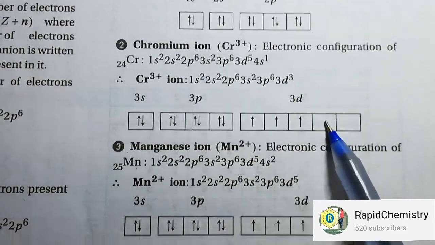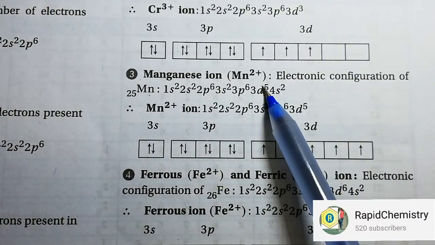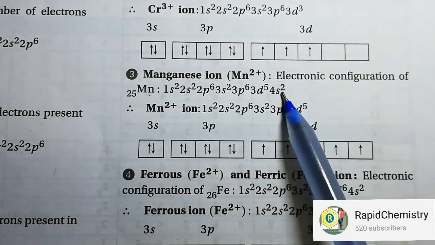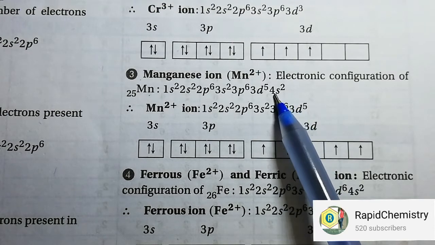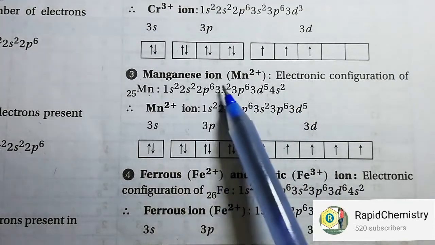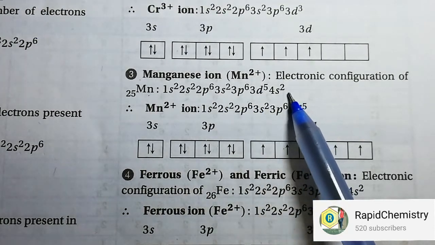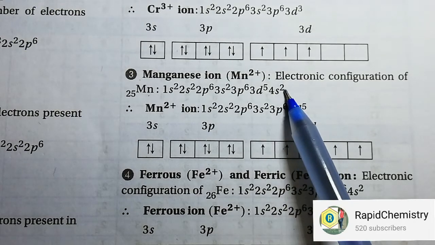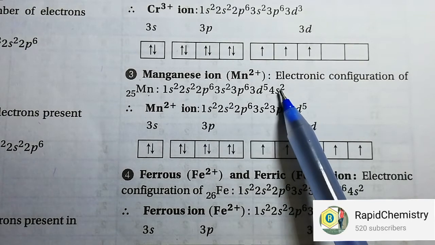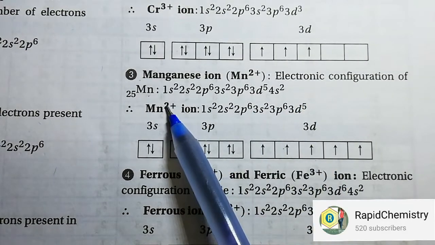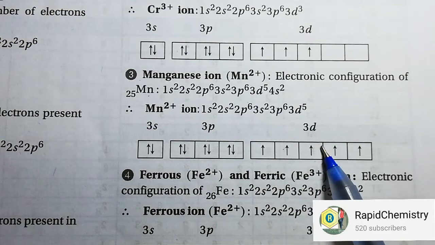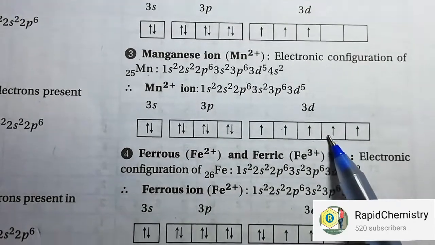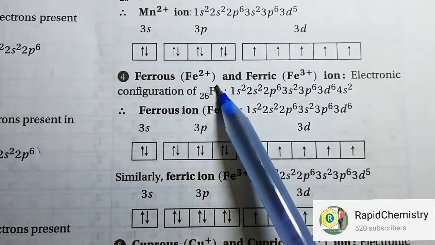Hopefully you got it. For manganese Mn2+, the electronic configuration is this one. The last 2 electrons need to be removed, so those two 4s electrons will be removed in the Mn2 plus ion, and the electronic configuration will be like that. The very last one here is ferrous and ferric.